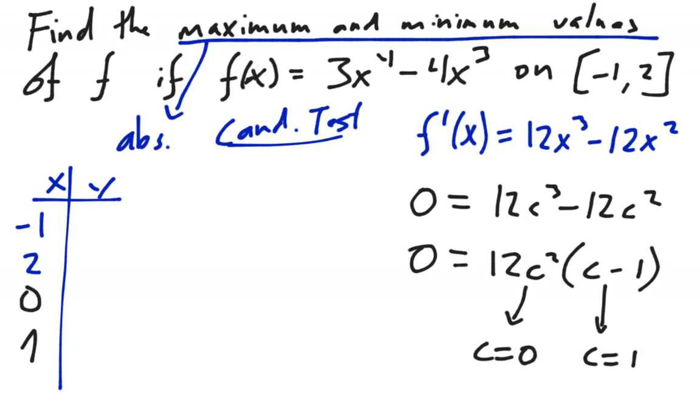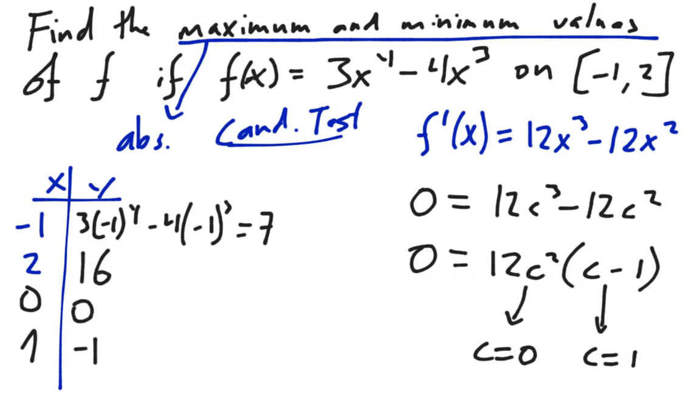All I have to do is just plug each of these numbers into the function. When you do that, you'll do like 3 times -1 to the fourth minus 4 times -1 cubed. This is -7. Okay, if you go through these and calculate them all, you get, no, it's not -7. It's +7. You'll get 7, 16, 0, and -1.